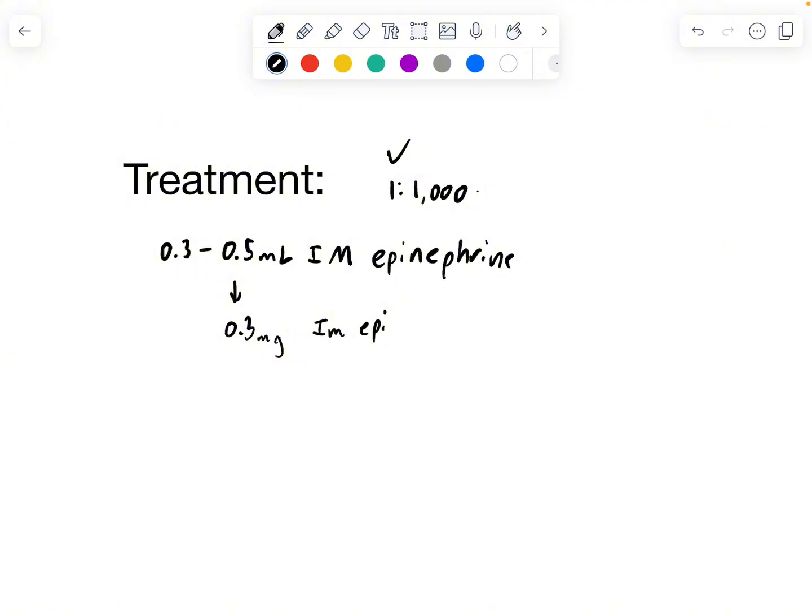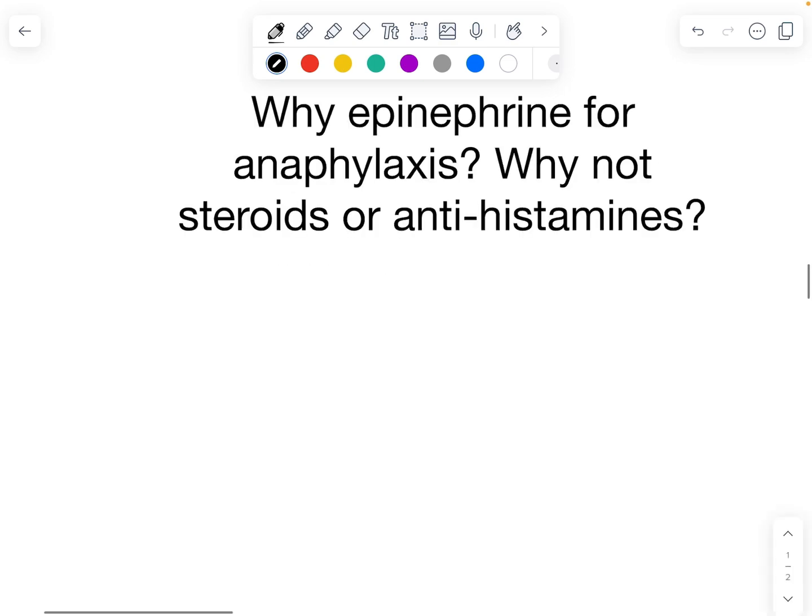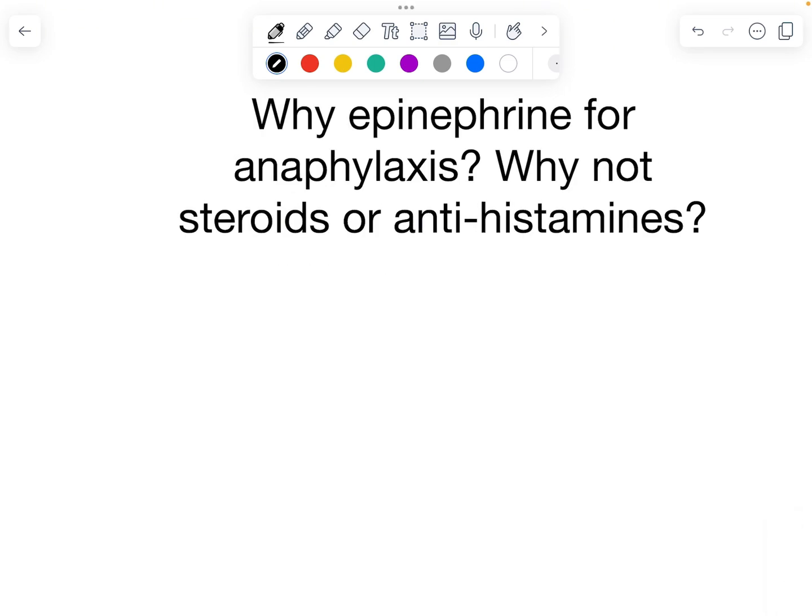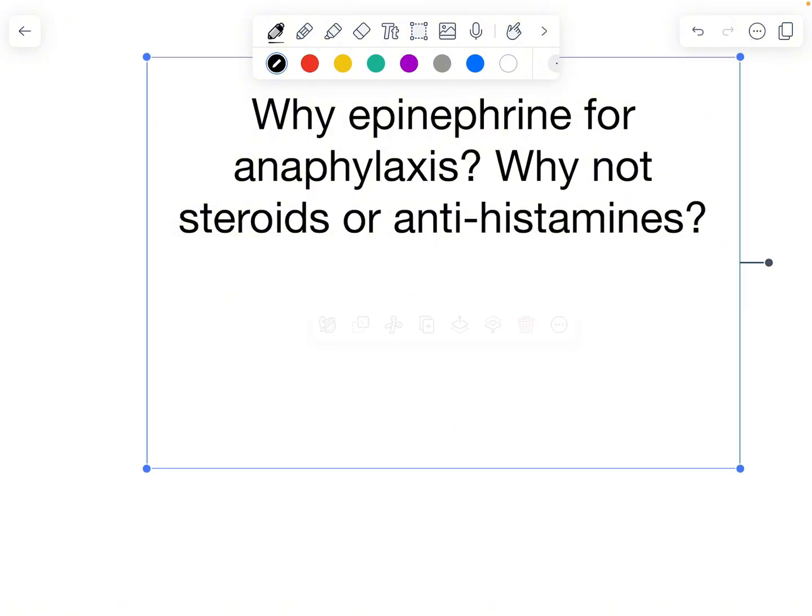And really, the only thing to know about what that means, like 1 to 1,000, 1 to 10,000, the important thing to know for 1 to 1,000, essentially that's telling you you have 1 gram of epinephrine in 1 liter. And then here's another question here. It's going to be why epinephrine for anaphylaxis? Why not steroids or antihistamines? These are great questions, and I'm going to go ahead and discuss some of the basic pathophysiology of anaphylaxis below, and then we'll kind of answer these questions a little bit.